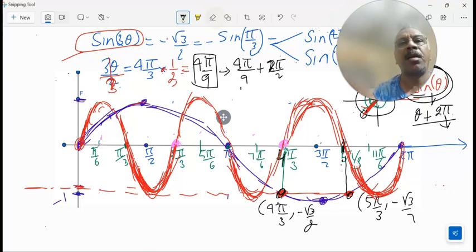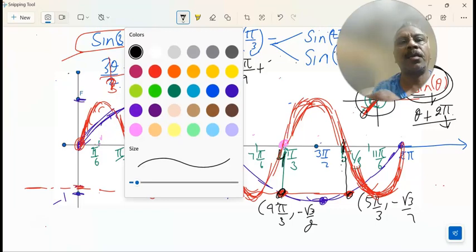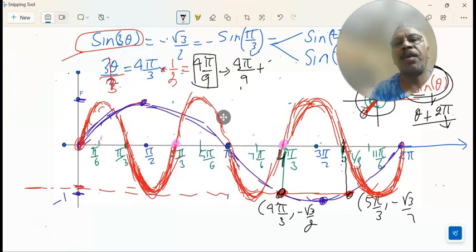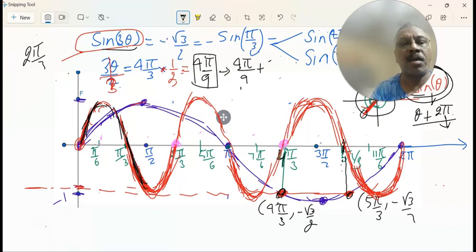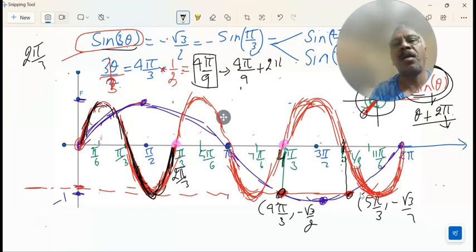Okay, so there's some confusion. What you have to add is the period of sine 3 theta. Remember, for sine 3 theta the period was 2 pi by 3, and you can see this graph. Let me make it a black color. This is the one. This black graph gets completed in 2 pi by 3. So this is 2 pi by 3.